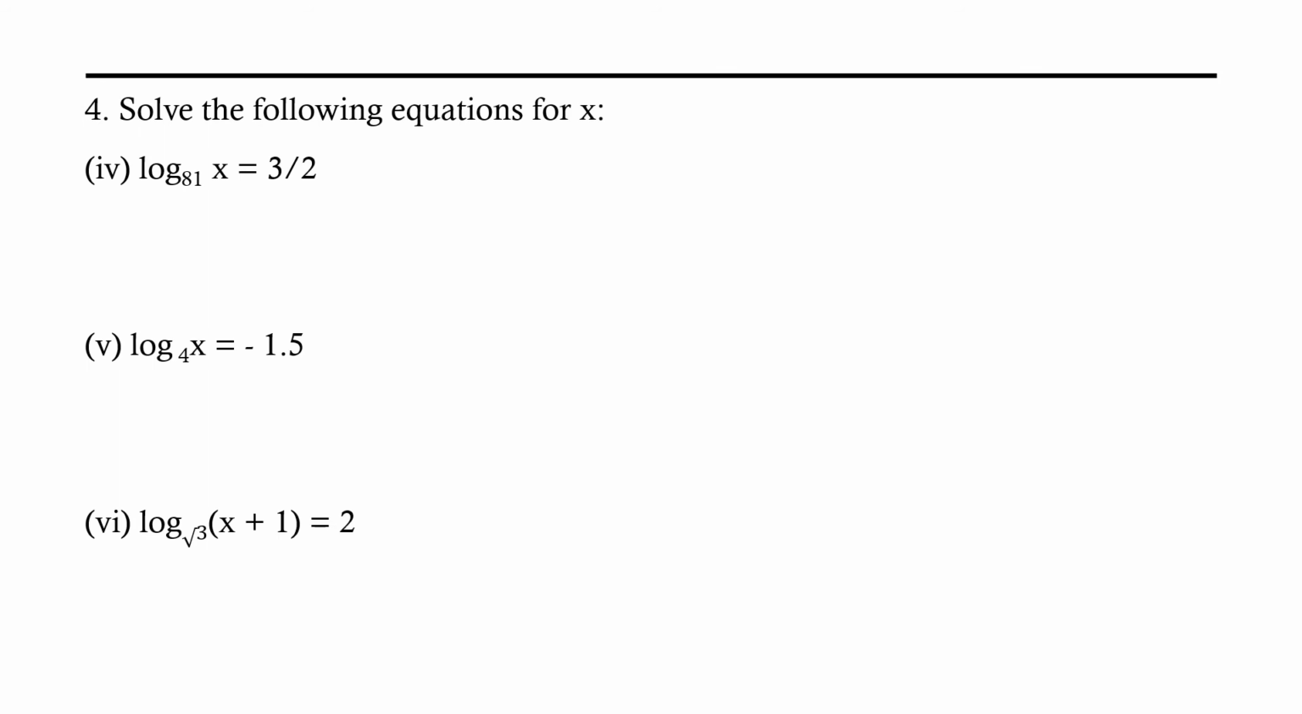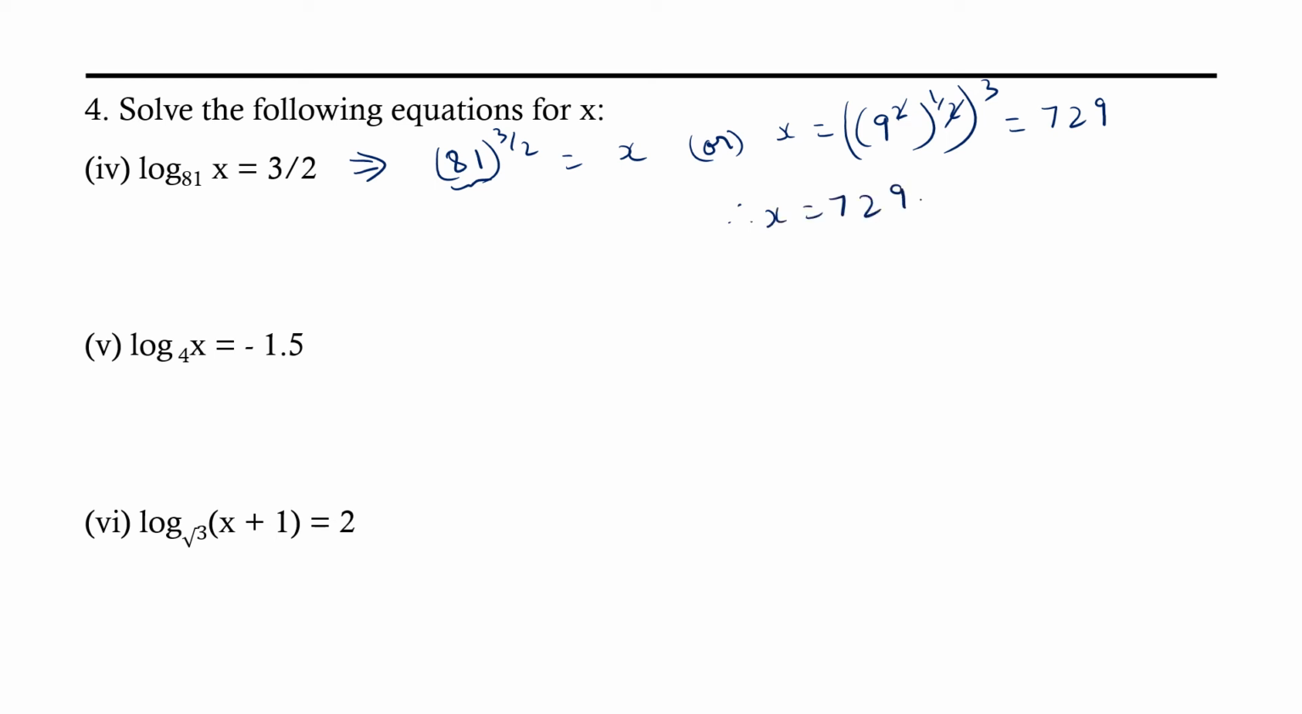The next question, log x to the base 81 is equal to 3 by 2. So this implies 81 the whole raised to 3 by 2 is equal to x. Here 81 is nothing but it is 9 square. So we can write it as 9 square the whole raised to half the whole cube. So we will have 9 raised to 1 the whole cube, which is 9 cube. 9 cube is 729. Therefore, x is equal to 729.